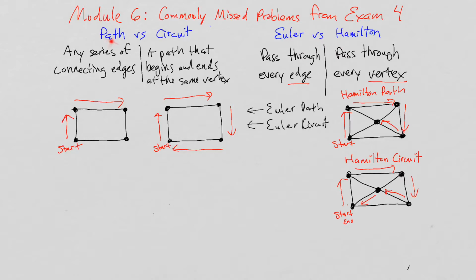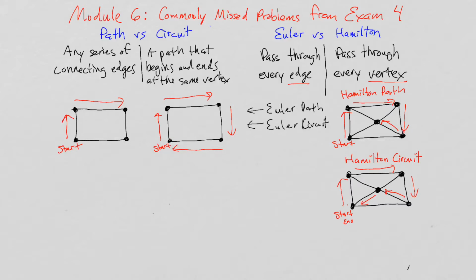So a path is any series of connecting edges. So really one edge is a path. Now if you do 2, that's also a path. Okay, so we start here, we go up, that's a path. However, a circuit is going to come all the way back to where you started, so it begins and ends at the same vertex. So if you start here, it goes up, right, down, and back, and we're back to where we started. That is a circuit.